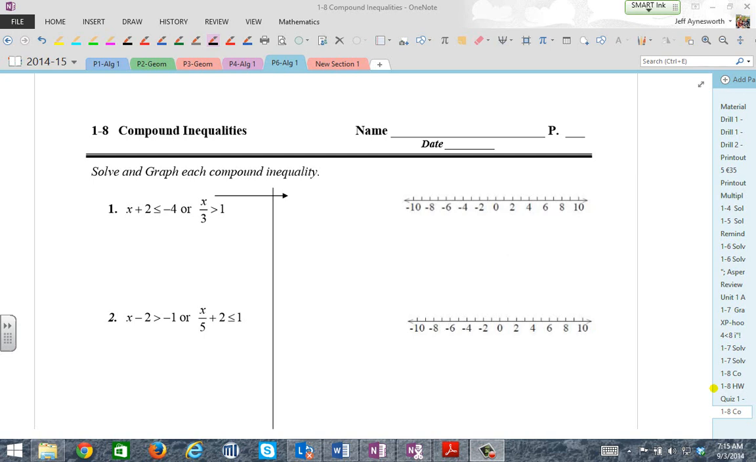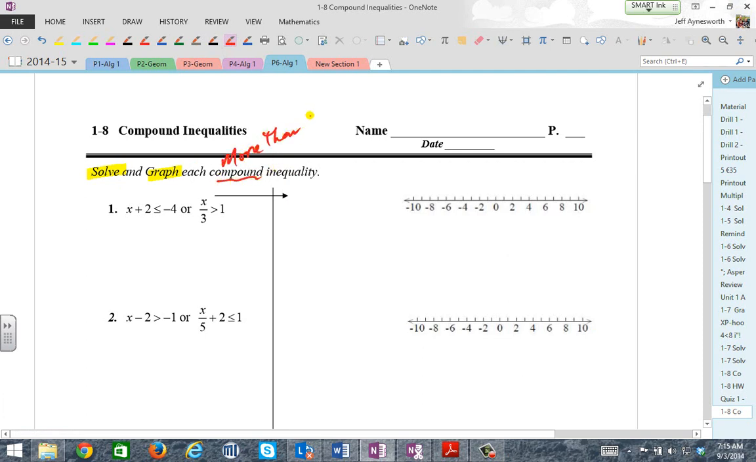We're going to get into a discussion about how to solve and graph. Okay, I'm talking about solving and graphing compound inequalities. And you see the word compound? All that means is more than one, okay? More than one inequality at a time.